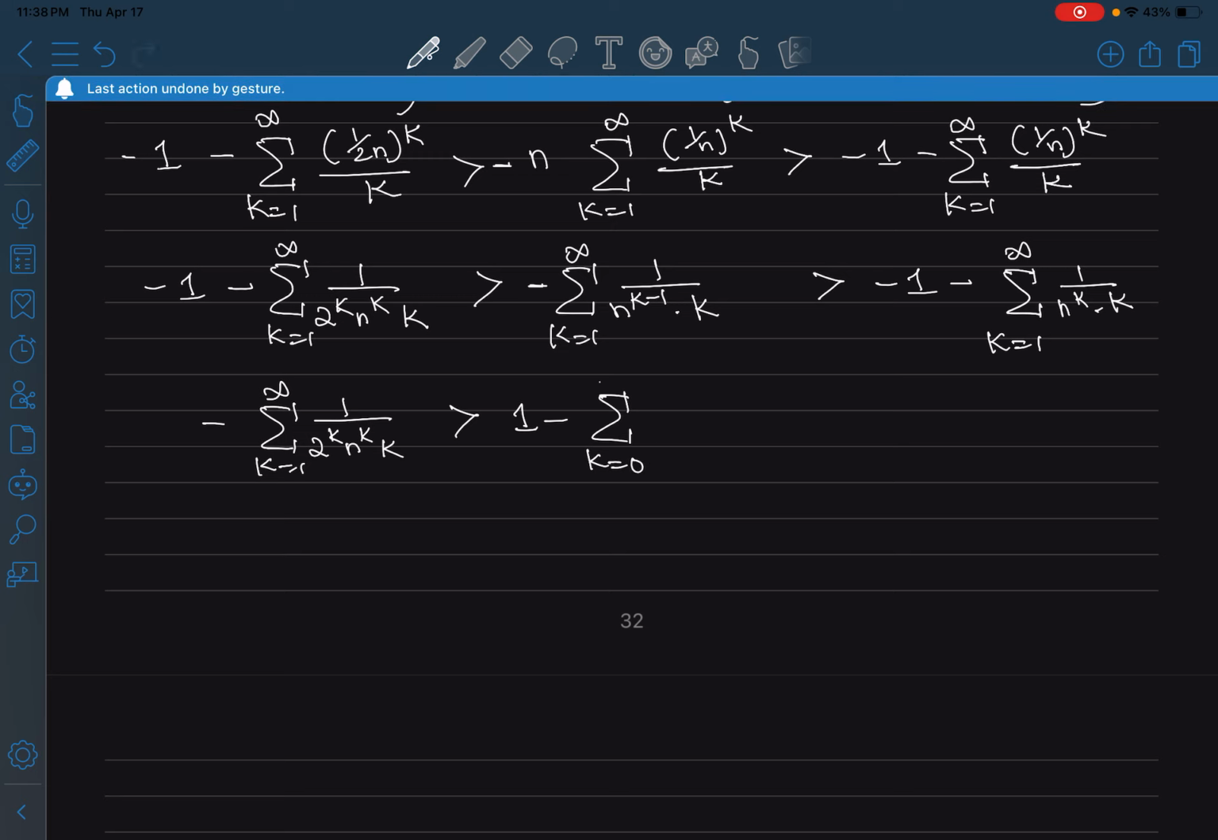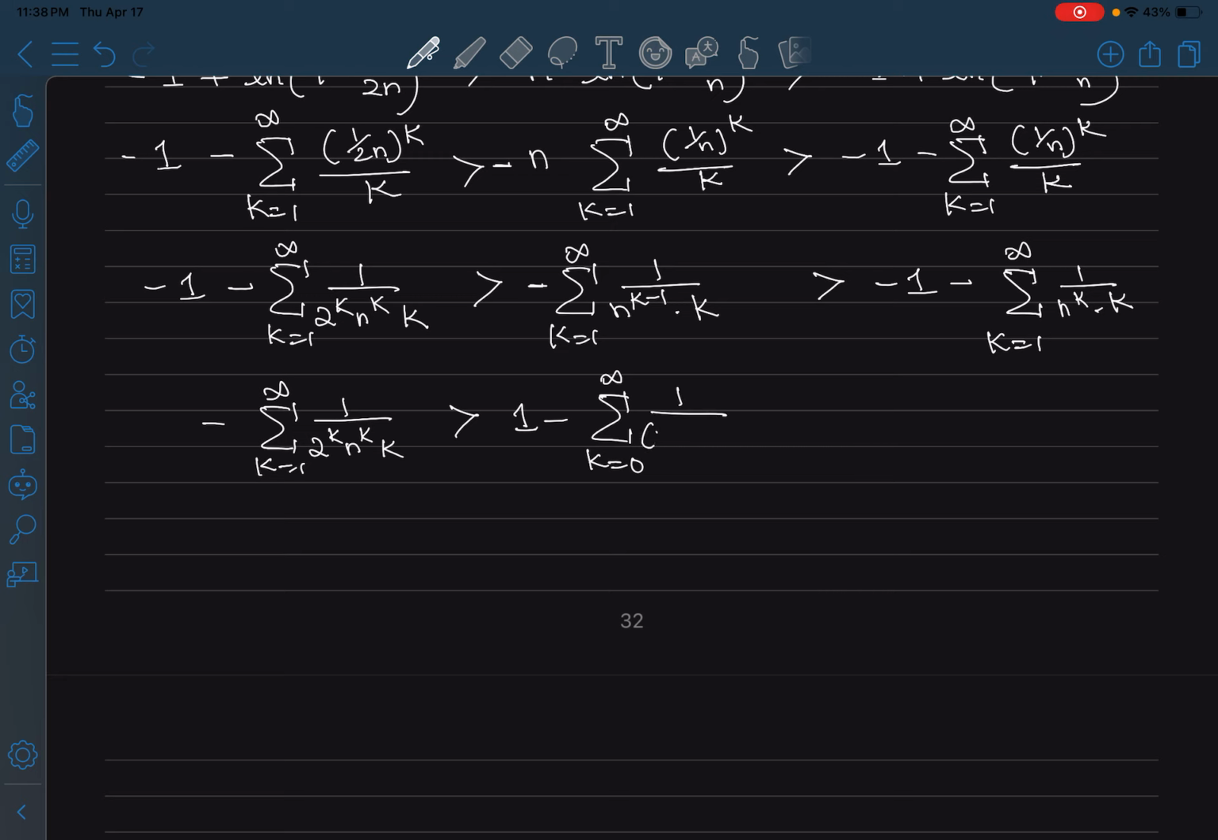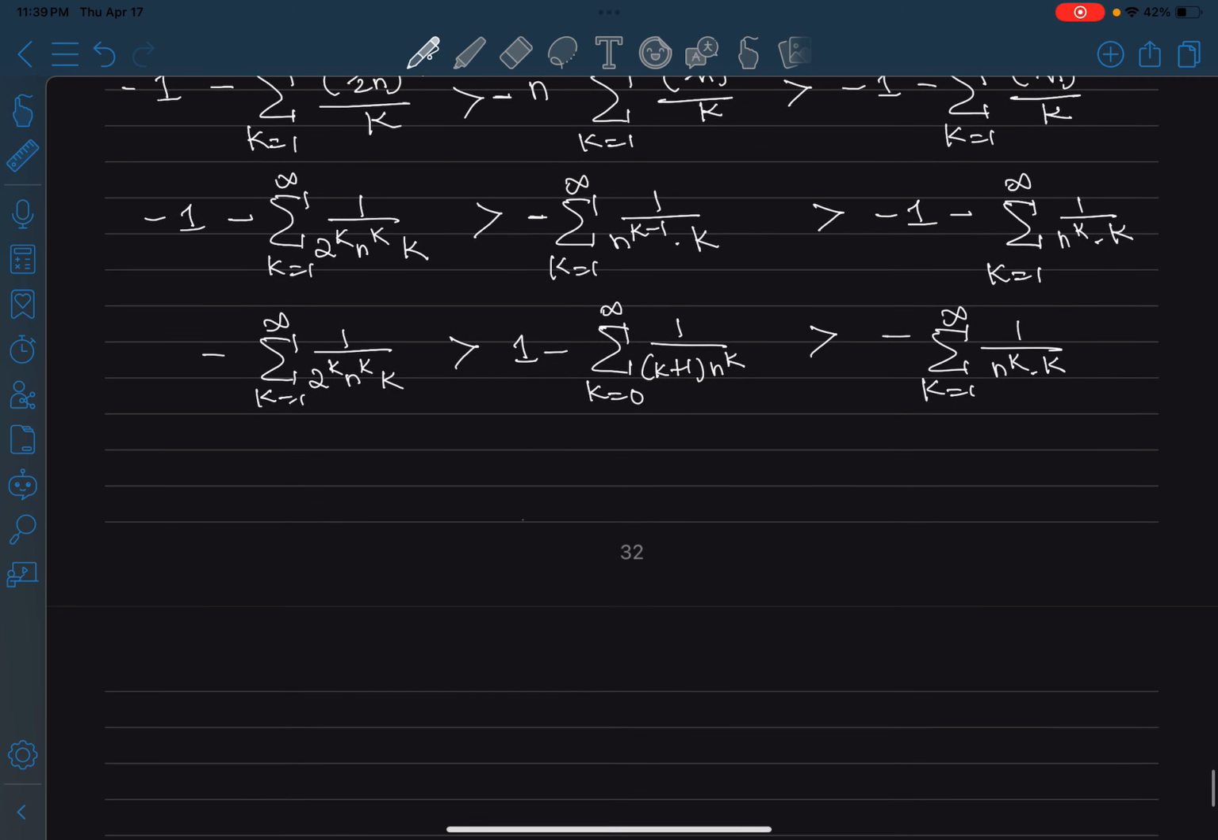If I write from 0 to infinity, this becomes 1 by (k plus 1) n to the power k, which is greater than a negative sum from k equals 1 to infinity of 1 by n to the power k times k. I just rewrote the index, right? Now, the benefit of writing it like this is we can see that there's actually a cancellation over here. This is just 1 by 1 times n to the power 1 plus 1 by 2 times n to the power 2, right?